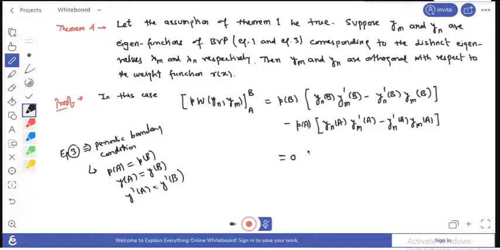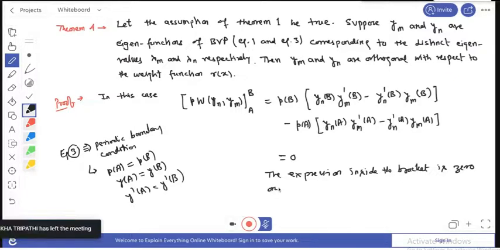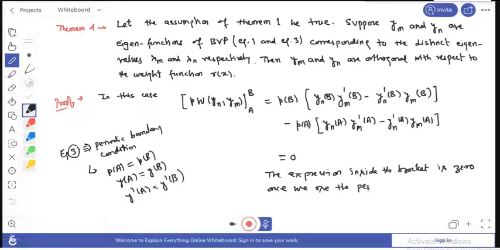This means the expression inside the bracket is 0 if we use the periodic boundary condition, that is, equation 3. So you can write this, and here the proof of this theorem holds.